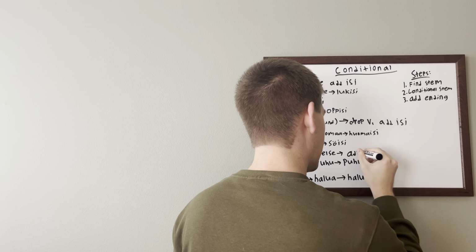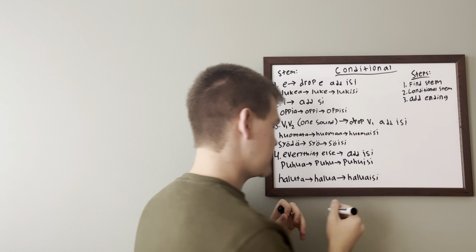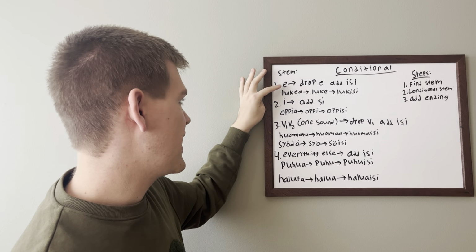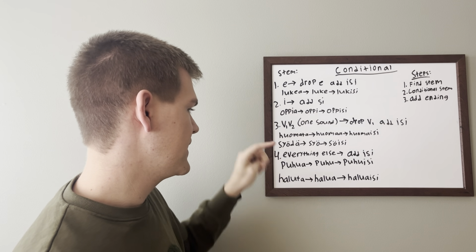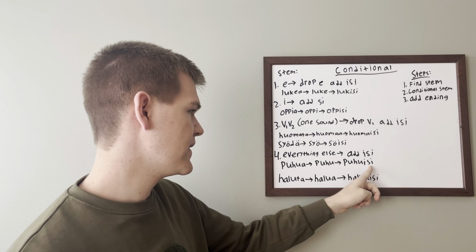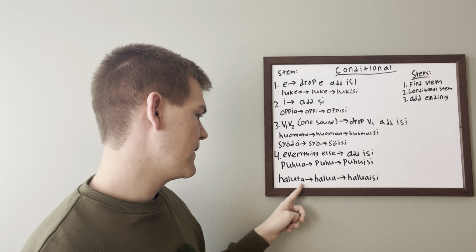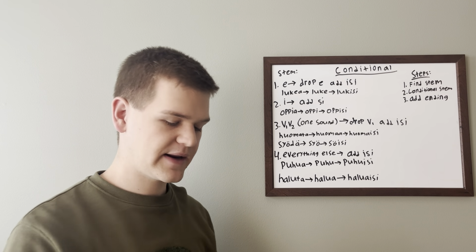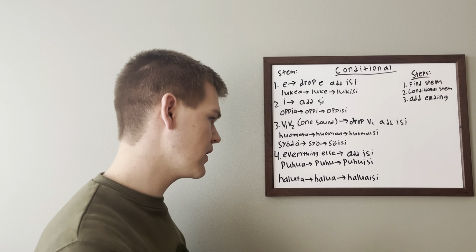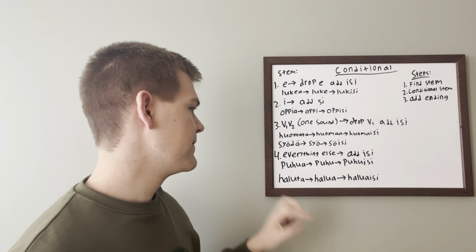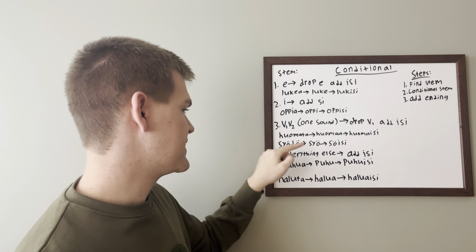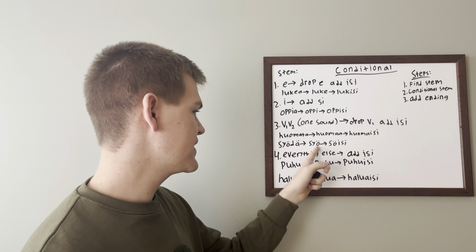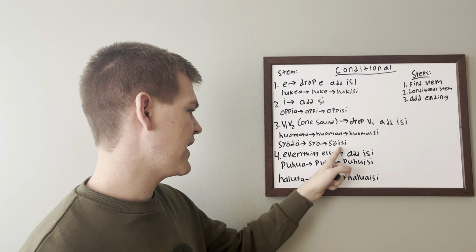Everything else, add ISI. So if we take a word like puhua, the stem is puhu. Not an E, not an I, not two vowels. So we just add ISI. Puhuisi. This one, haluta. Halua, it is two vowels, but they make separate sounds, they're different syllables, halua. And so again, we just add ISI. Whereas with this one, like suera, the stem is sue. That's just sue, one syllable, so we know that those are making one sound. So we get rid of the first vowel, add ISI.